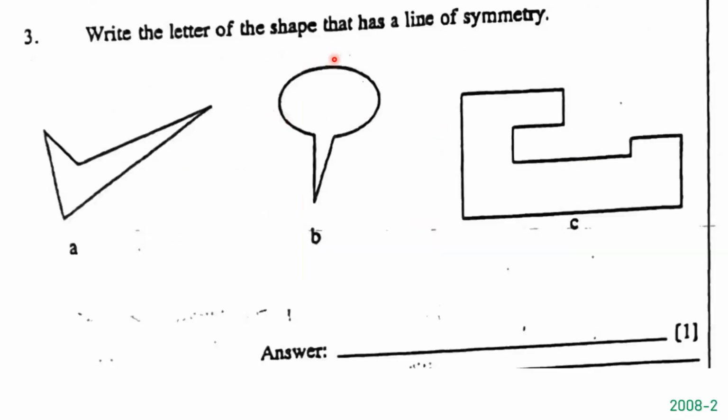Write the letter of the shape that has a line of symmetry. Again, write the letter of the shape that has a line of symmetry. Definitely B, right? It goes right through here. C doesn't have any line of symmetry, and this tick right here doesn't have any line of symmetry. So the answer here is going to be B. All right, so let's move on to the next question.